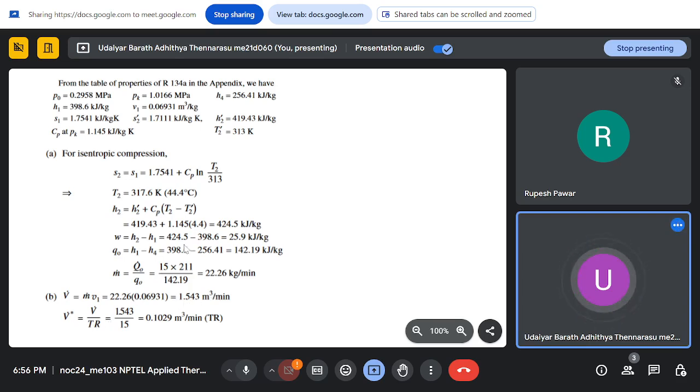And we also need to find out the displacement volume per ton of refrigeration. This is required for 15 tons, so 1.4543 divided by 15 will give you volume per ton, 0.1029 meter cube per minute.